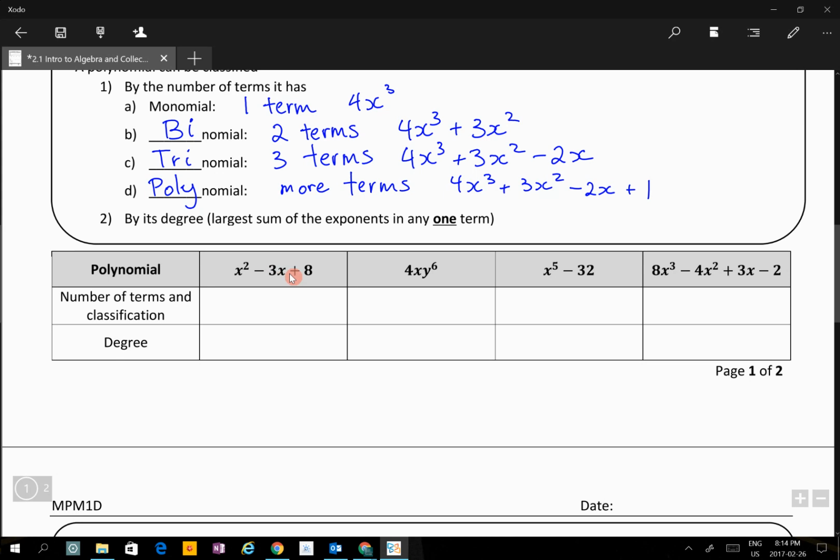So I'm going to give you the polynomial. You're going to tell me the number of terms and its classification and its degree. You could pause the video for a moment and try this yourself. Okay, so if you tried it yourself, let's go over what each of these are.